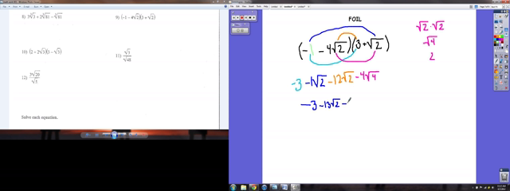Okay, and then I have a minus 4 times, over here we said that the radical 4, the square root of 4, was simply 2. So this crosses out right here to be 2. So -4 times 2 leaves me with -8.